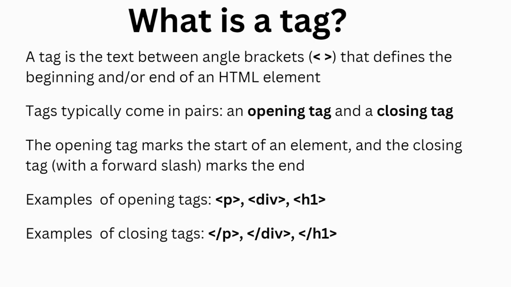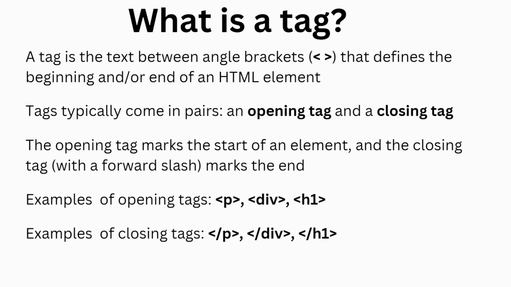What is a tag? A tag is the text that is between the angle brackets and defines the beginning or the end of an HTML element. Now, typically, tags come in pairs. We have the opening tag and the closing tag. The opening tag marks the start of an element, whilst the closing tag, which would usually have a / marks the end of an element.